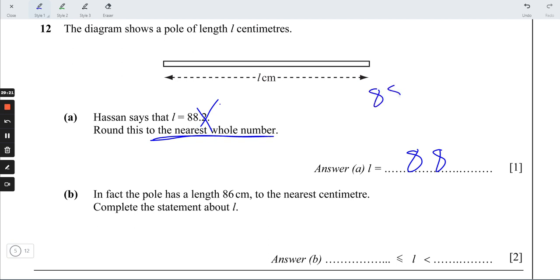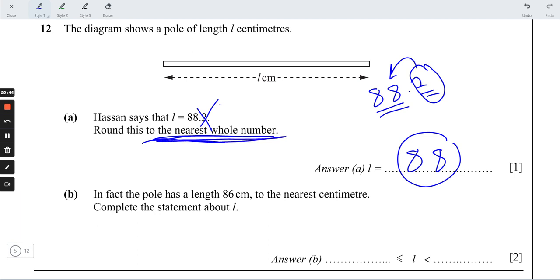Again, 88.2. This 2 is the digit that I need to look at to round. If 2 is less than 5, we cannot add 1 to 88. So the answer is 88. This is the meaning of round this to the nearest whole number. That means the decimal part should be deleted.